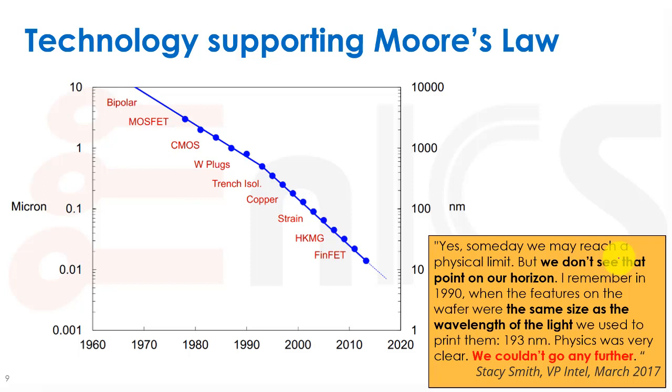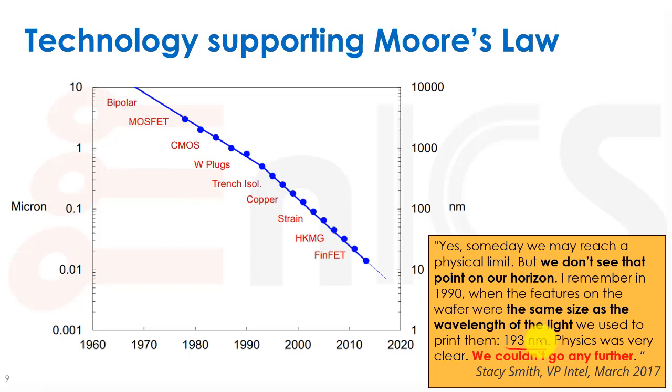Yes, someday we may reach a physical limit, but we don't see that point on our horizon. "I remember in 1990 when the features on the wafer were the same size as the wavelength of light. We used to print them at 193 nanometers. Physics was very clear. We couldn't go any further." This is something Stacy Smith quoted in a press release by Intel in 2017, showing that Moore's law was still alive, fighting with a lot of the killers of Moore's law, who are very prominently found in the press these days. And we still print most of our technologies with this wavelength of 193 nanometers, but we're printing 7 nanometer features with it.